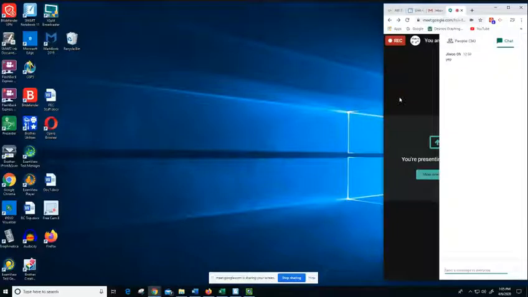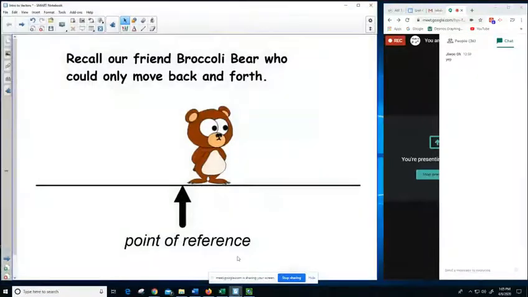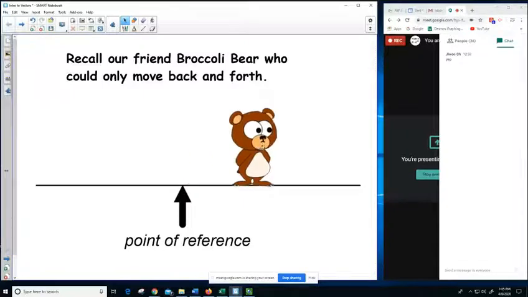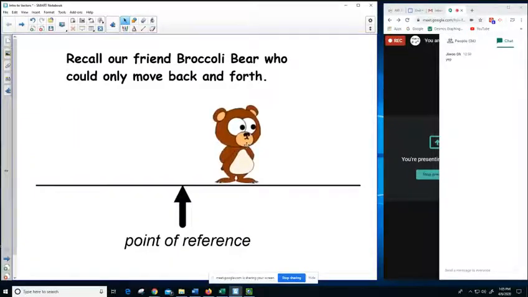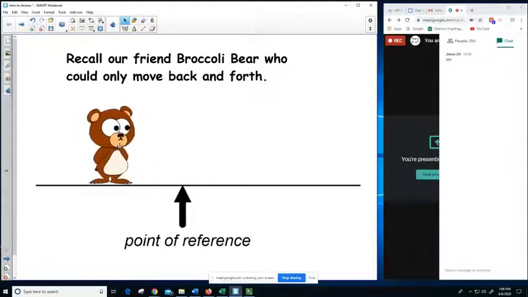Okay, so I want to start by introducing our old friend back. So Broccoli Bear is back. And he's going to help us set up this whole idea of vectors. And remember that Broccoli Bear could only live in a one-dimensional world, meaning he could only walk or move in a line. And the way we described this motion, or where he was, we used position, distance, and velocity, speed, and of course it could be extended to acceleration.